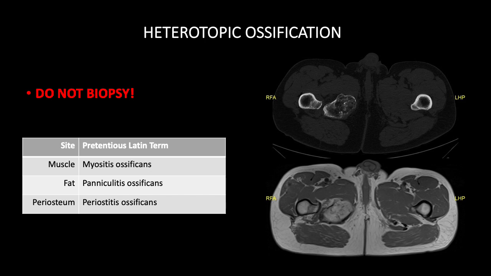An entity to discuss in the subacute phase is that of heterotopic ossification. Our bodies love turning hematomas into bone, so much so that it happens in non-osseous tissue as well, including muscle, fat, and periosteum. Here you can see an example of calcification in the musculature of the medial thigh.